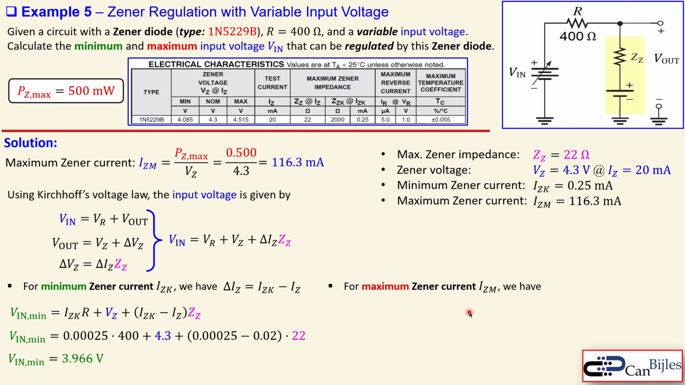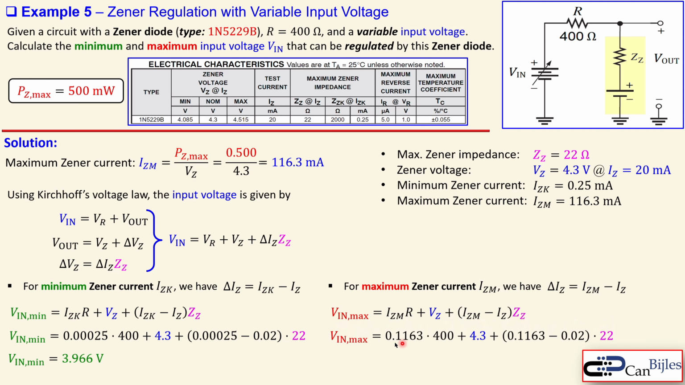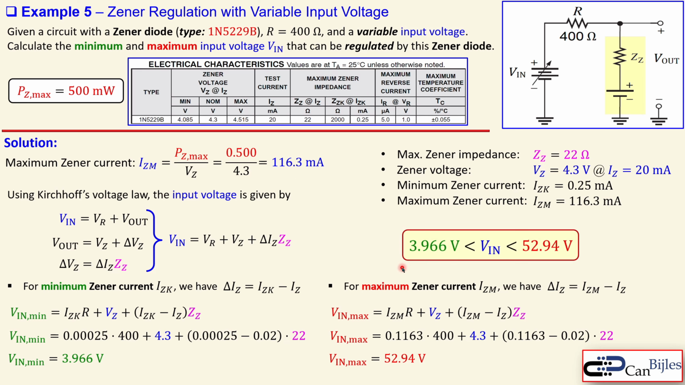Now for the maximum Zener current, we have the following situation. We know delta IZ is delta IZM minus IZ. Now the maximum value is already calculated, and we know the nominal IZ and also the impedance for the Zener diode, so we have this. And if you calculate this, you will get 52.94 volts. So you can see the maximum and the minimum for the input voltage are different than what we have just calculated without the Zener impedance. So if you neglect that, these two values will also be different. So this is the range now for this example 5. So I can regulate the output when I keep my input voltage between these two values.